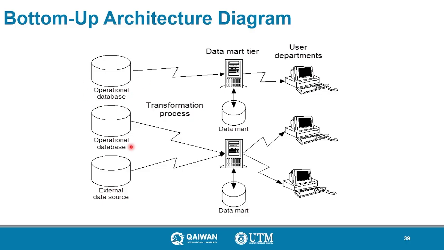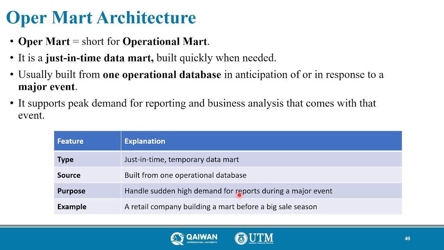Now we have operational databases in this part, and we have a data mart tier, data mart, data mart, and we have the user departments that each access the server that is dedicated for the department. Now we have the Oper Mart architecture.